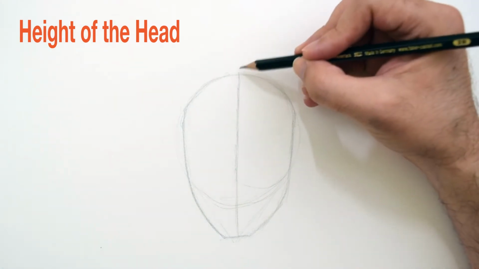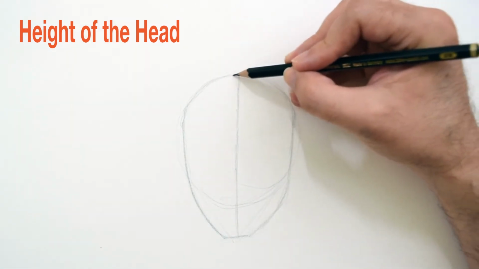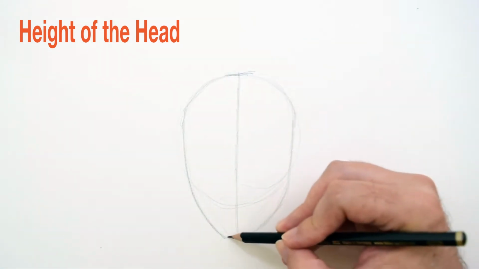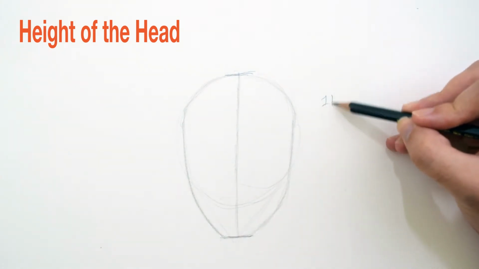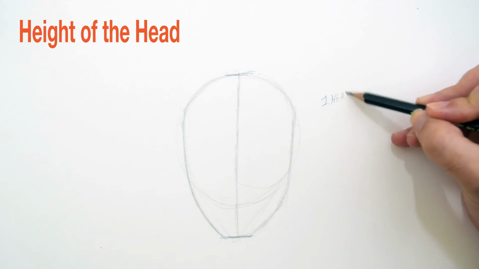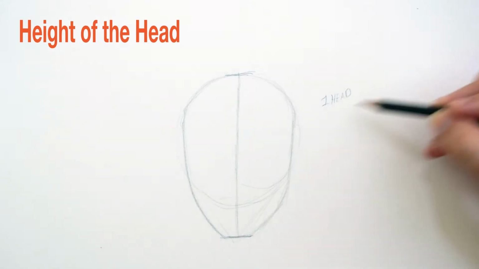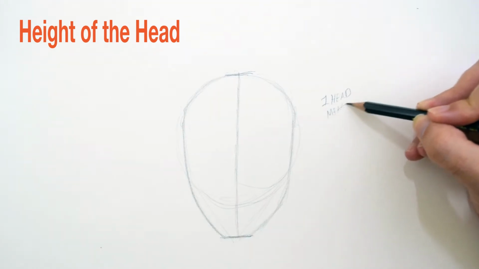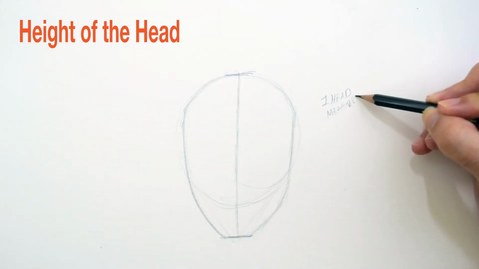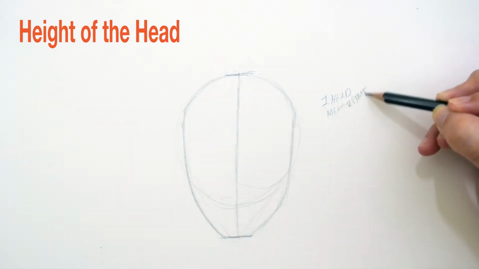I'll just draw a mark at the top and the bottom of this line to indicate the boundaries of this measurement. Since it spans the length of the head, we say that this measurement is equal to one head. In figure drawing, we often compare the size and position of the parts of the body to the head length, or as the guides call it, a head.